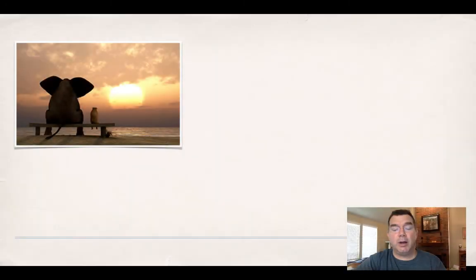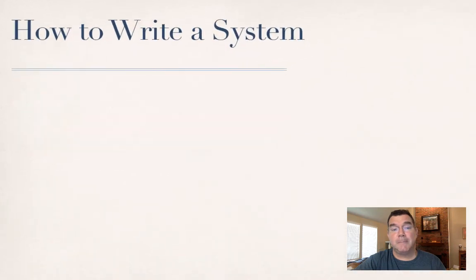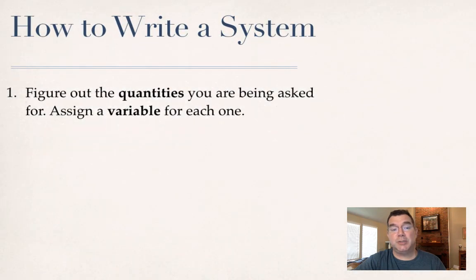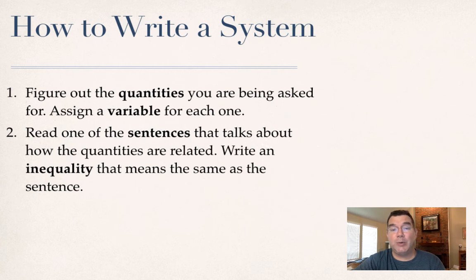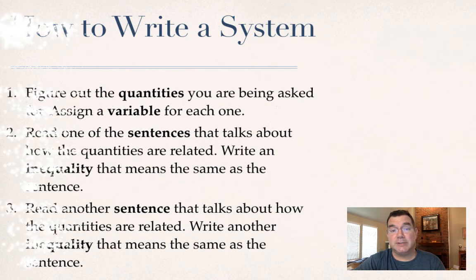Hello again. We are continuing in our chapter on systems by moving from writing systems of equations to talking about how to write systems of inequalities. So let's get started. Again, it's pretty much the same thing as it was for equations. The only difference is, yes, we're going to figure out the quantities being asked for and assign a variable to each one. But now when we read the sentences, we are changing those sentences into inequalities rather than equations. So that's really the only difference.